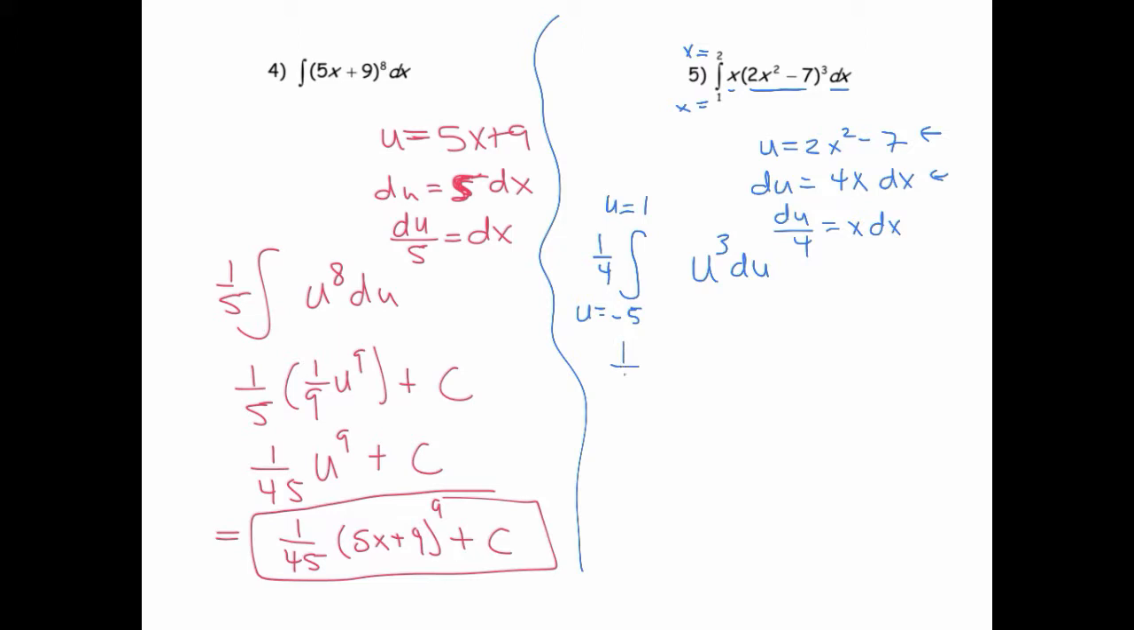So the antiderivative of u to the 3 is 1/4 u to the 4th, and I'll be evaluating that from -5 to 1. So that's equal to 1/16 times 1 to the 4th, minus 1/16 times -5 to the 4th.